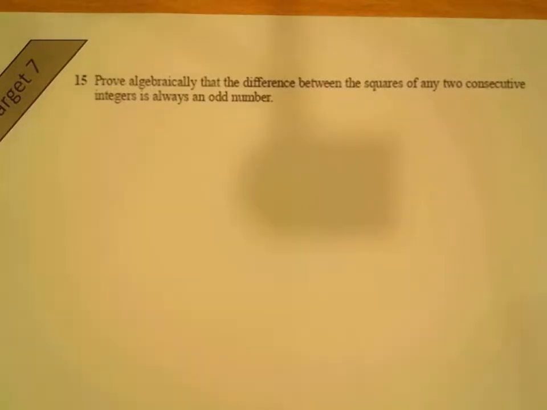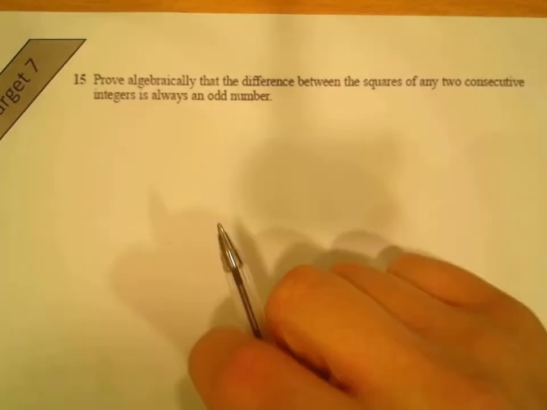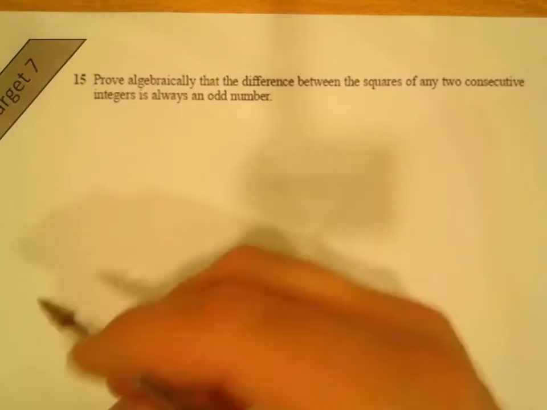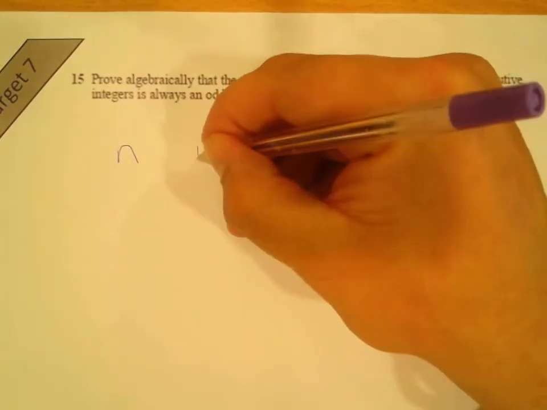15. Prove algebraically that the difference between the squares of any two consecutive integers is always an odd number. So, two consecutive integers just means two consecutive whole numbers. But we can't just choose whole numbers, yet it says prove algebraically. So let's call one of my whole numbers n. Right? So the next number on from that will be n plus 1.